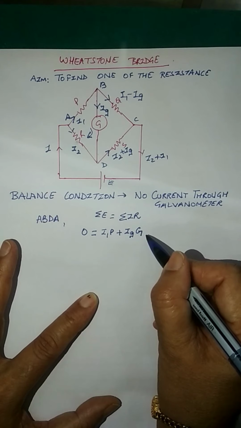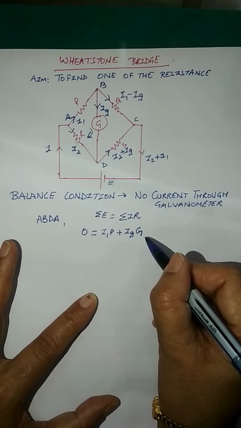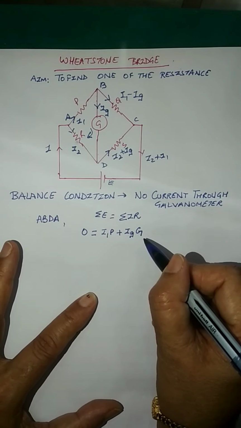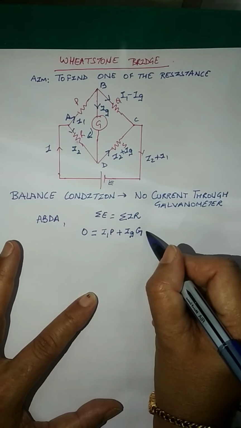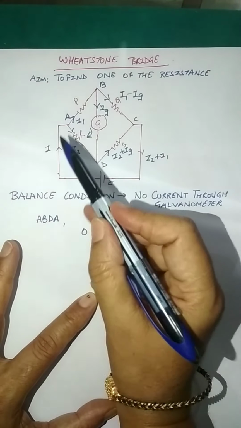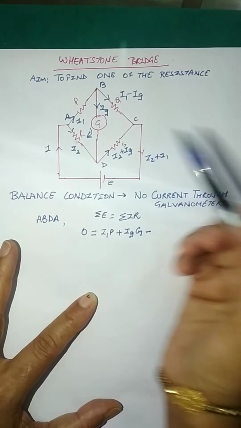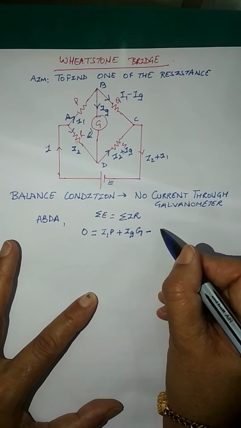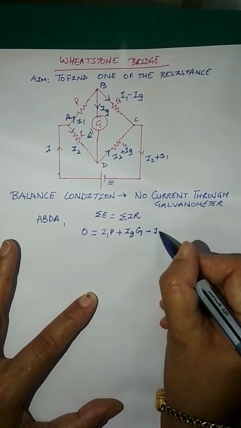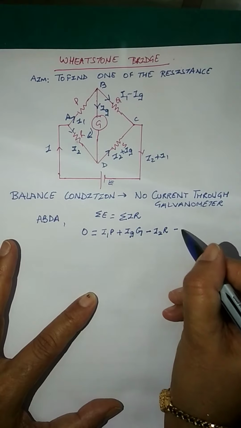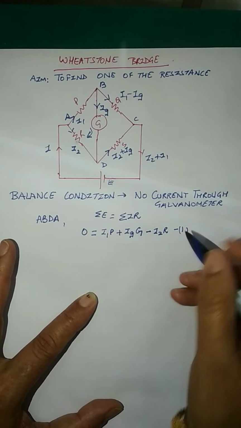Then you come to the arm DA. Now as you come into the arm DA, you are going in the direction opposite to the direction of the current. So my product will be minus. Is it understood? Current is going from A to D, but I am going in the direction D to A. So my product is negative. So what will my product be? My product will be minus I2 into R. Let's say that this is my equation number 1.